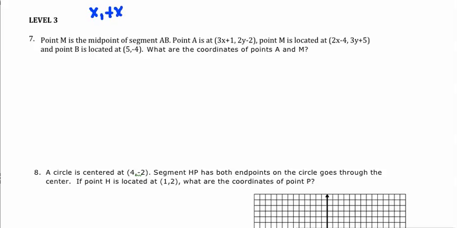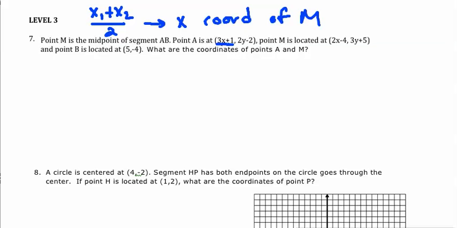Now if you remember, x1 plus x2 divided by 2 gives us the x coordinate of the midpoint. So in this case, x1, or the x coordinate of the endpoint, is 3x plus 1. And x2 is the x coordinate of the other endpoint, so we're going to add 5, divide that by 2, and that's going to equal the x coordinate of the midpoint.